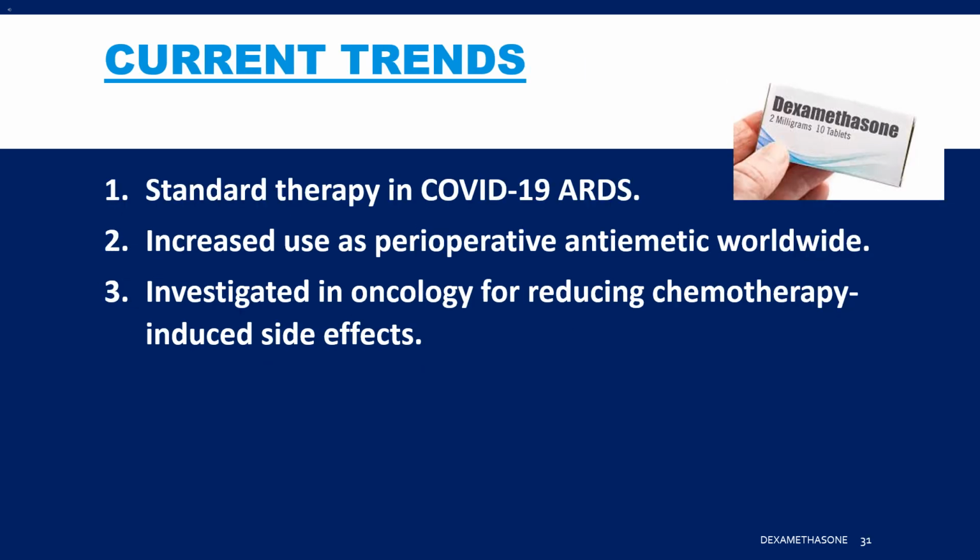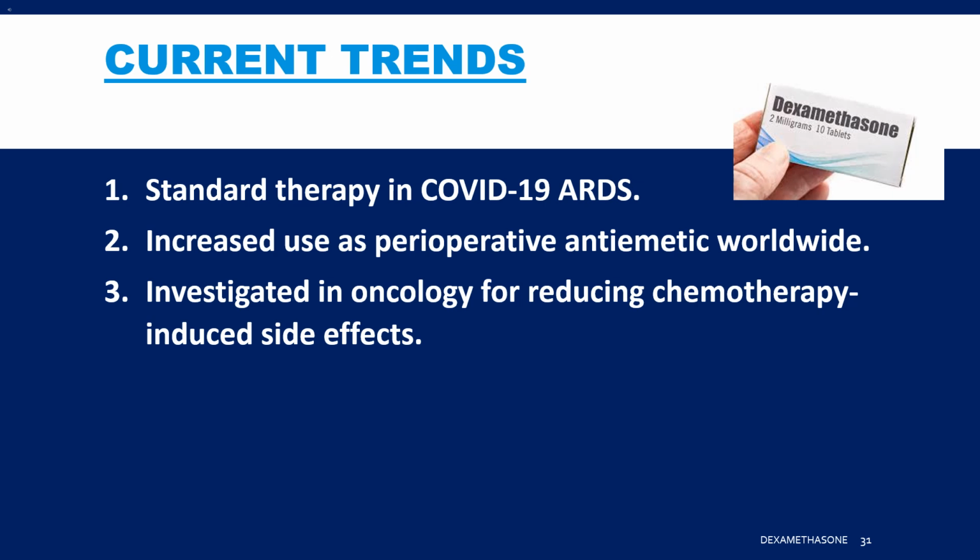Current trends in dexamethasone use. 1. Standard therapy in COVID-19 ARDS. Dexamethasone has become a standard treatment for patients with COVID-19 who require respiratory support, such as oxygen therapy or mechanical ventilation, due to its ability to reduce mortality rates.